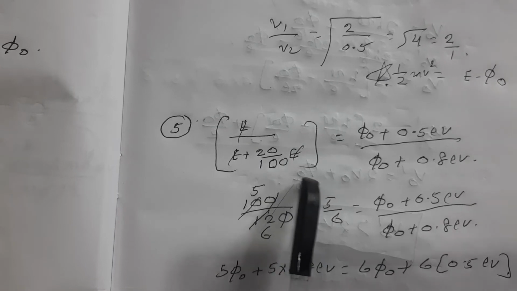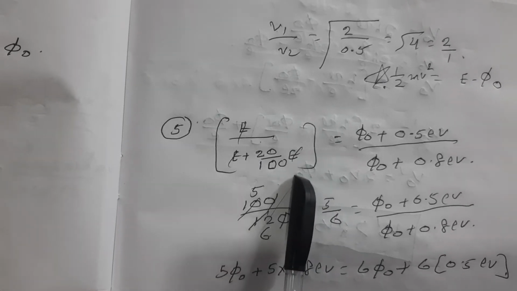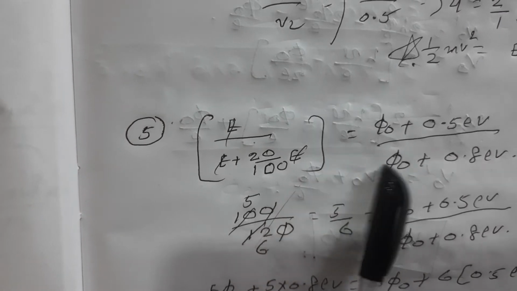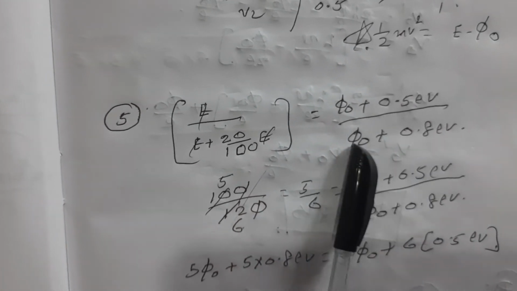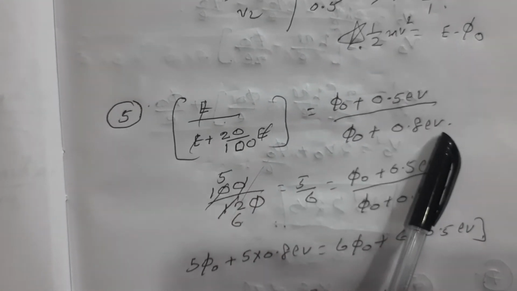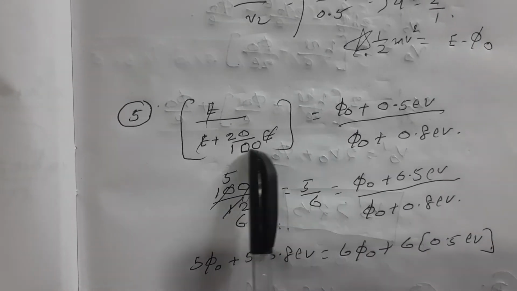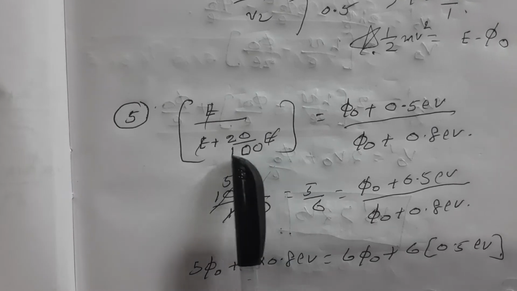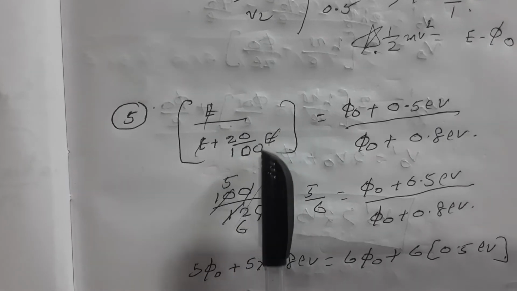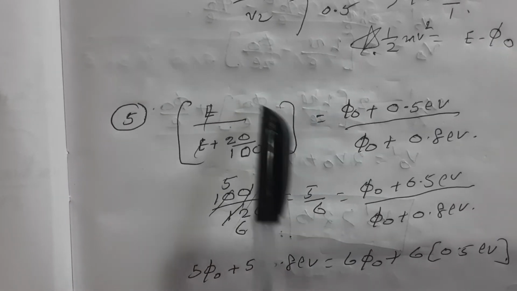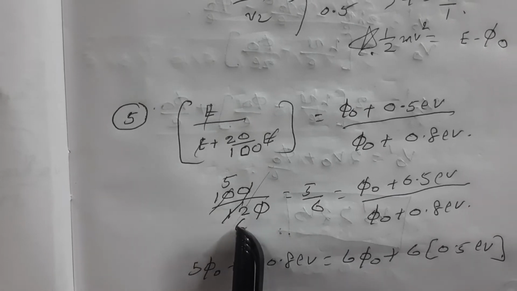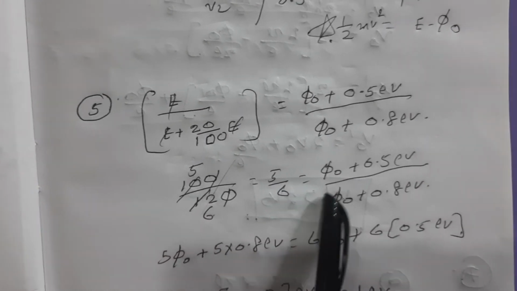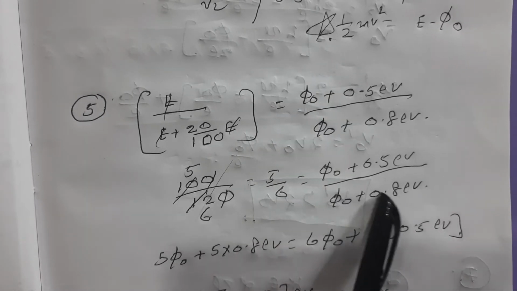Second case, it is increased by how much? 20%. So 20 by 100 of that initial energy. This side phi naught, same, this is the same metal, plus 0.8 electron volts. Then after simplification, E cancels. You can take LCM here. How much is it? 120. Denominator is 100. So 100 by 120. On the LHS, look here, 100 by 120 equals how much? 5 by 6, and we are equating it to this expression.